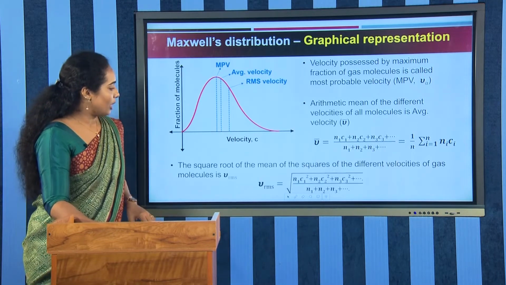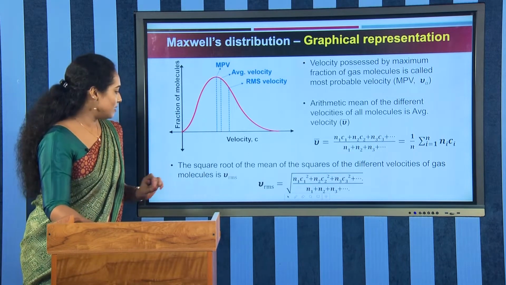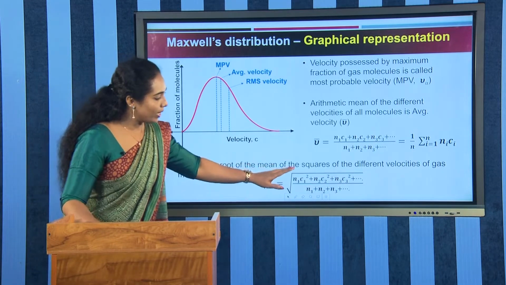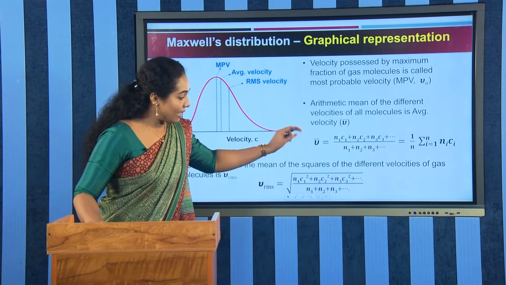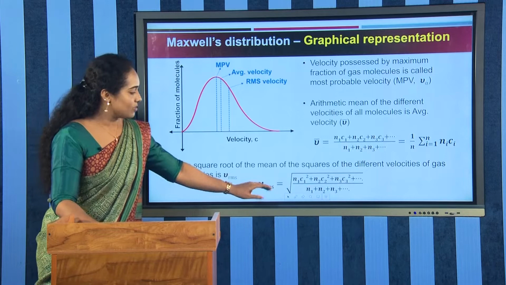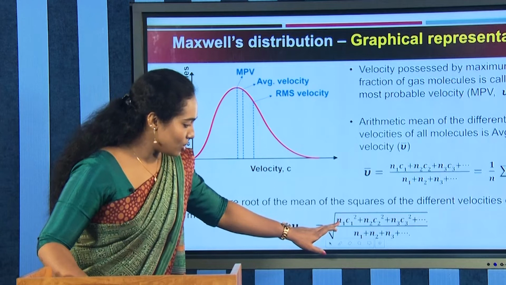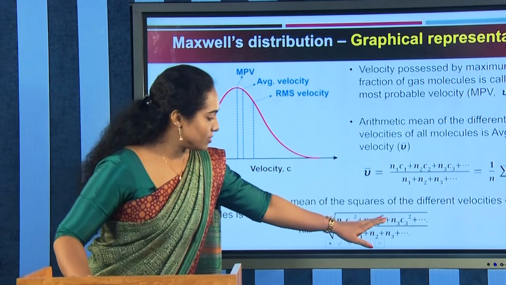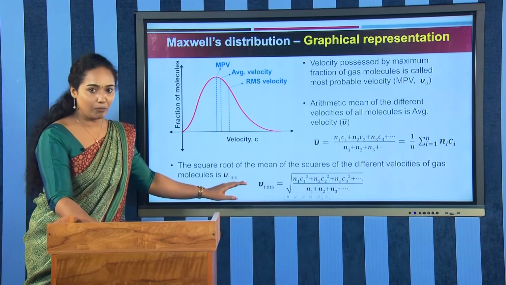The other velocity that we get from this Maxwell's distribution curve is the root mean square velocity, and that is the square root of the mean of squares of different velocities. It is represented in such a way that N1 C1 squared, that is the N1 fraction of molecules with the C1 velocity, and the C1 velocity is squared, and for each case this is repeated, and the whole thing's average, its square root is taken, so as to get the RMS velocity.